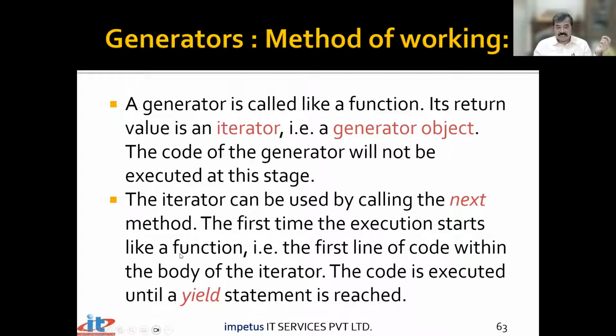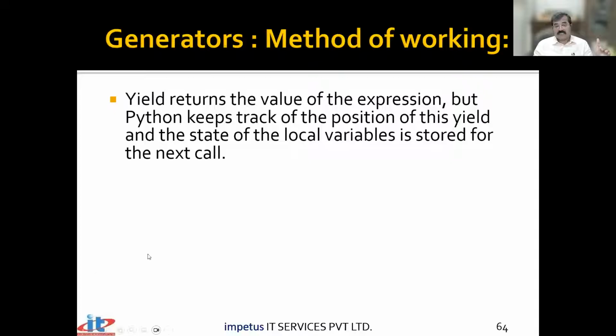The first time, the execution starts like a function, that is, from the first line of the code within the body of the generator, and the code is executed until the yield statement is reached. So the first call to next starts execution of the generator function from the first line, till the first yield statement is encountered. You return the value. The next call to the next method will not go to the beginning of the function. Rather, it will go back to the place from where it yielded the value the last time. Yield returns the value of the expression, but Python keeps track of the position of this yield and the state of the local variables, which is stored for the next call. So if I return from line number 12, it will remember.